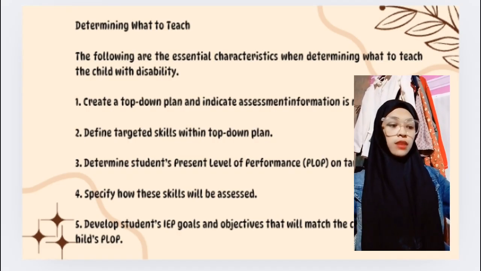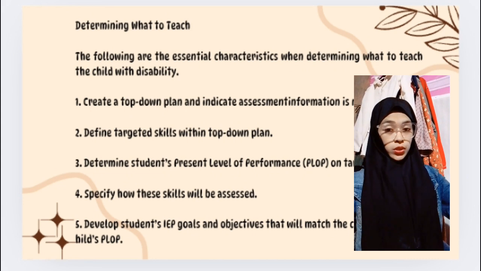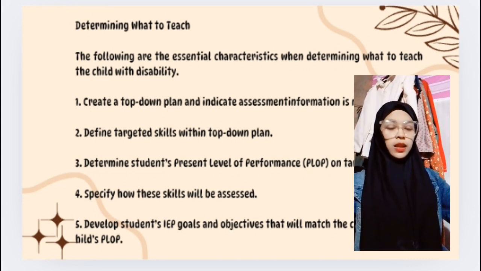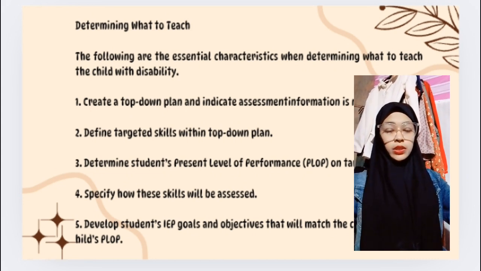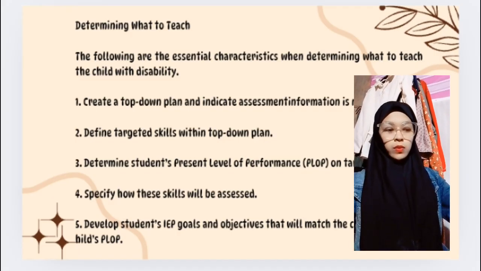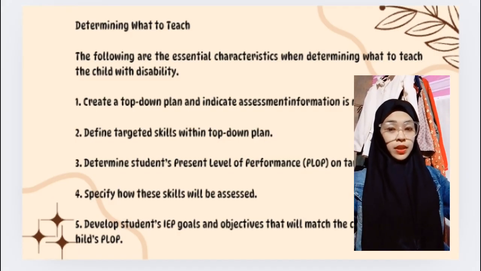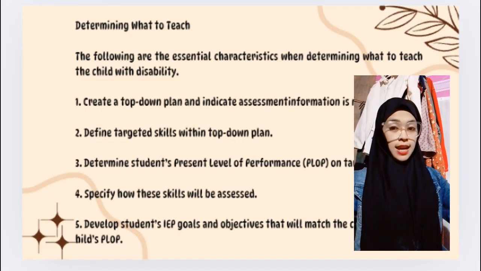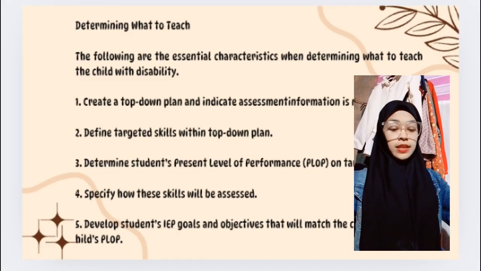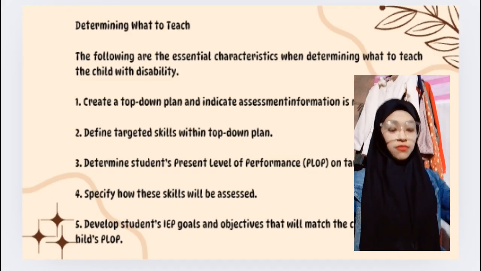This section outlines the five steps to plan a child's education. First is to create a top-down plan. When you say top-down plan, it starts with broad learning goals and breaks them into smaller, manageable steps. Identify what assessment information is needed along the way. Secondly is to define targeted skills. Of course, you have to specify the exact skills the child needs to learn within the overall plan.